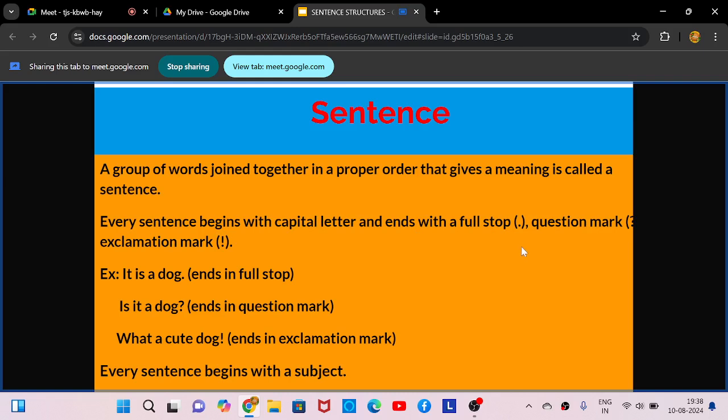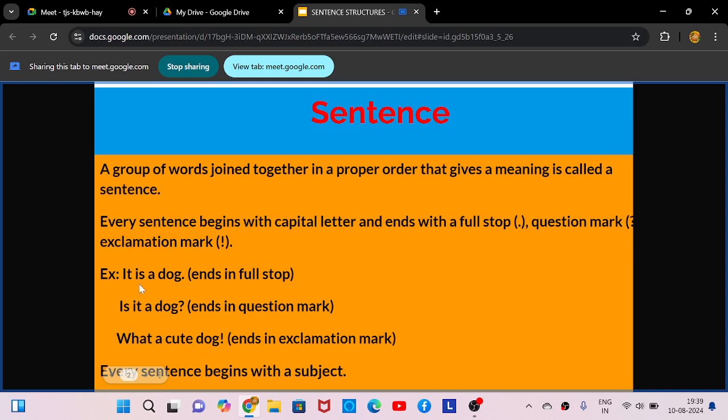It ends either with a full stop, question mark or exclamation mark. So sentences can end in three ways, either in a full stop, a question mark, or an exclamation mark. For example, I have given three sentences: It is a dog, is it a dog, and what a cute dog.